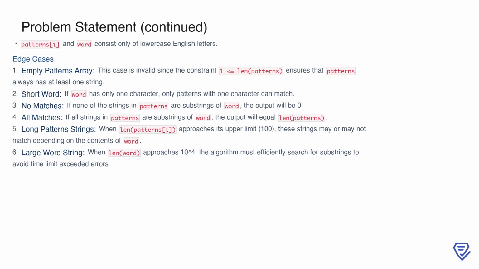There are cases where no strings in patterns are substrings of word, resulting in an output of 0. Conversely, if all the strings in patterns match, the output will equal the length of patterns. Additionally, when the strings in patterns are very long, their ability to match depends on the content of word. Finally, with word being as long as 10,000 characters, the solution must efficiently check for substring matches to avoid performance issues. These considerations help ensure the problem is solved robustly for all valid inputs.